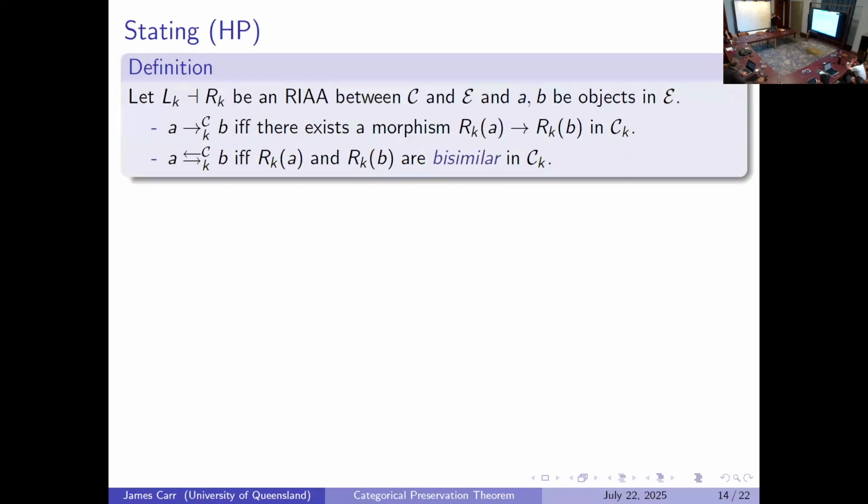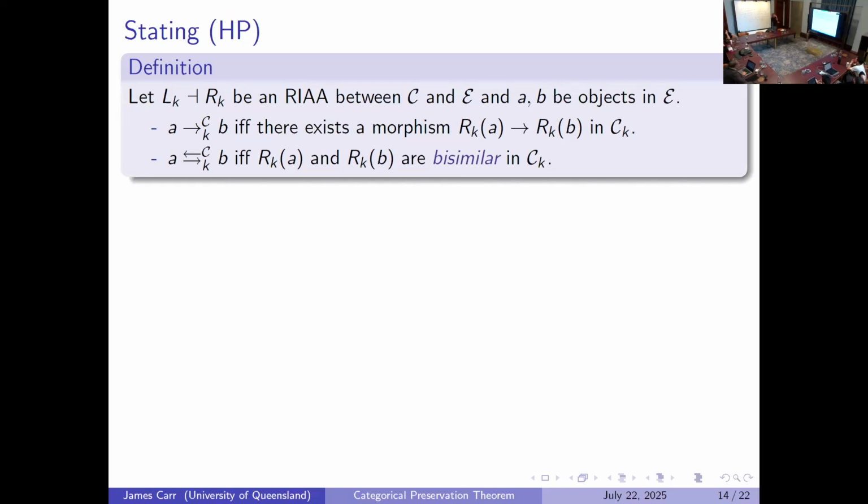Okay, so that's the framework, but I haven't even actually given you what HP is. The idea is we're going to try and extract a preservation theorem out of this. So we'll state it categorically, and then I'll try and give some meaning to it. Given a resource indexed or arboreal adjunction between C and E, we can basically use this adjunction to define relations on objects in the base category by their behavior in the resource indexed or arboreal category, so in the cover.